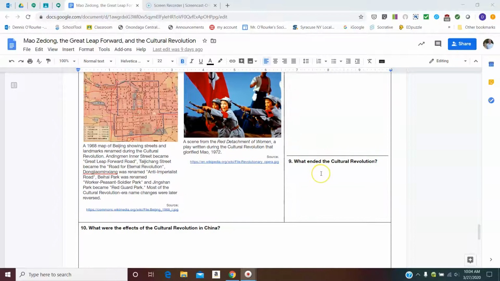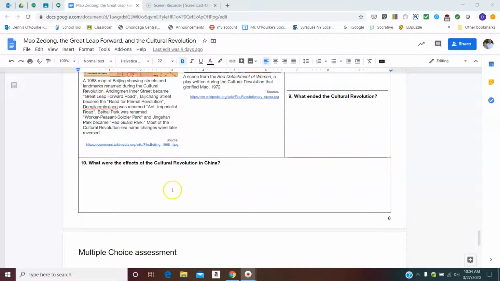What ends the Cultural Revolution is numerous things. It's really not working, but Mao ends up dying in 1976, and that really brings the whole thing to a screeching halt. The effects of it is a lot of turmoil in China, a lot of class division, a lot of political prisoners, and the video goes into a few more things.